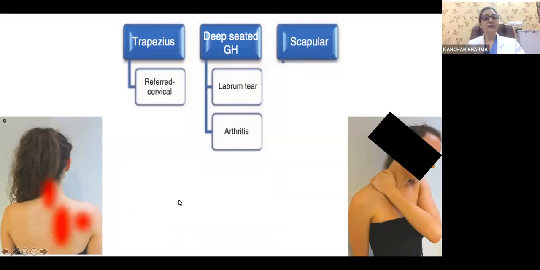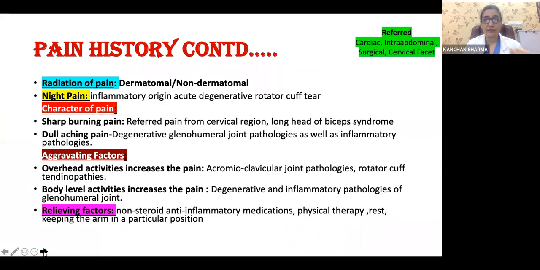Okay, supposedly the patient is saying, no, I'm having pain like this, whole deep seated, I don't know from where it is coming, I'm feeling as if something is coming from inside the joint. Then inside the joint, what you have: the cartilage, you have the labrum, right? You have the capsule. So think of any labral tear or arthritis. Okay. Scapular pain, I have already told you about this entrapment. So interscapular region you are going to have. Fine. So this much of history you have taken.